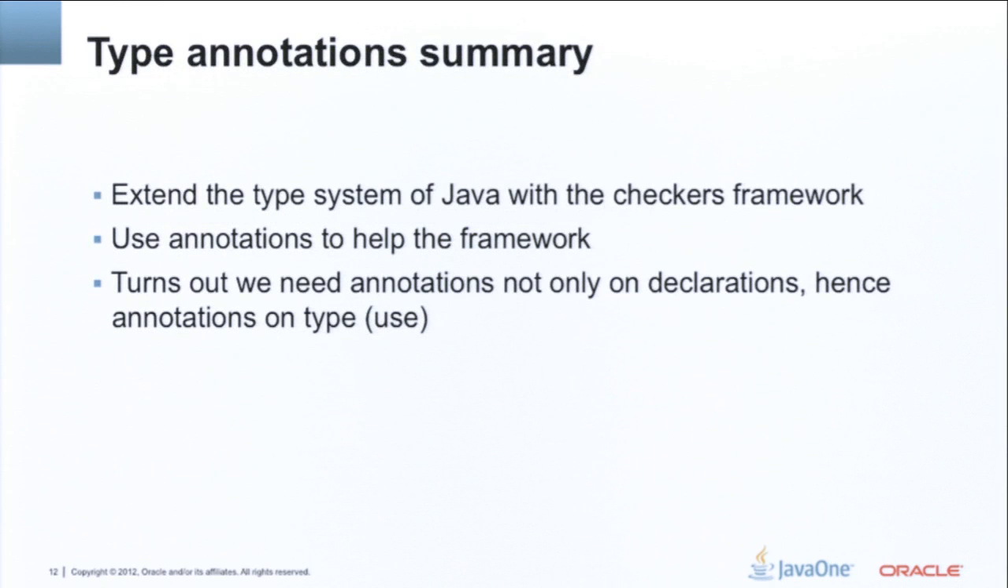So, type annotation summary. We want to extend the type system of Java, give you the ability to write pluggable type checkers, and sometimes the type checkers need a little bit of help, and in order to do that, we add the type annotations. And of course, they're there to use even though you're not using the checkers.